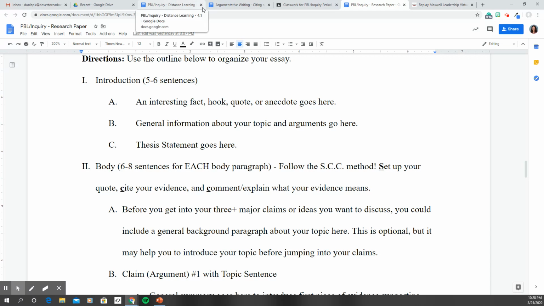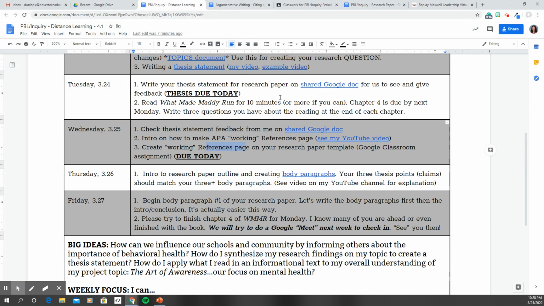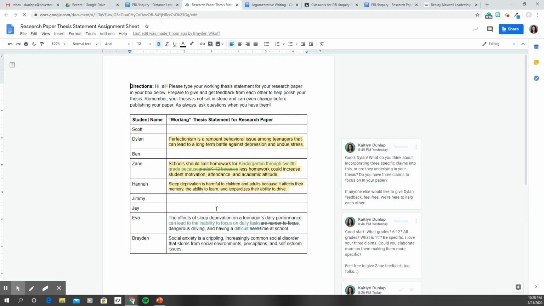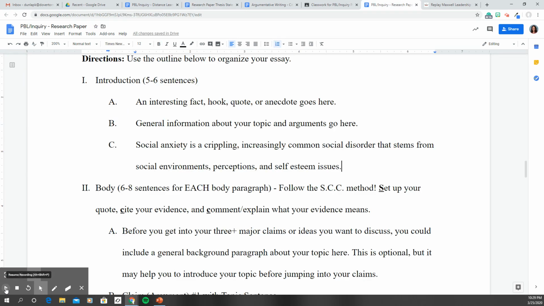So I'm going to jump over to our thesis document, and I'm going to pick one of your thesis statements to use here as an example. Okay, so when you guys get a second, in your template, make sure you copy your thesis statement into letter C here, where it said thesis statement goes here.